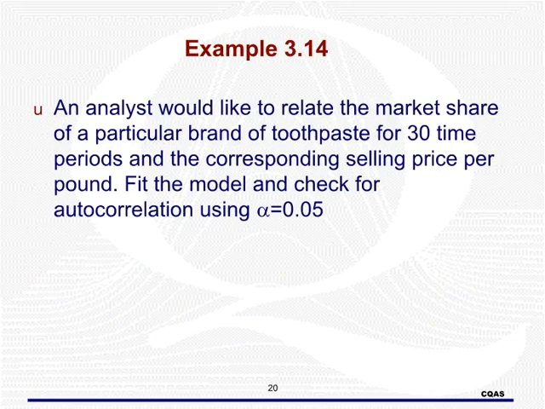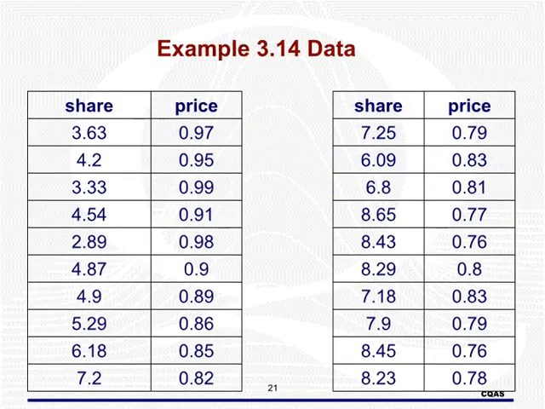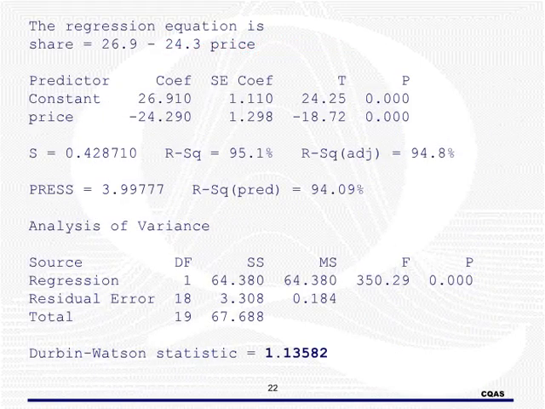Here is example 3.14 from your book. An analyst would like to predict the market share for a type of toothpaste based on selling price per pound. Let's try to fit the model and check for autocorrelation. Here is the data for 20 time periods. Here are the results of the simple linear regression model with price as the predictor.